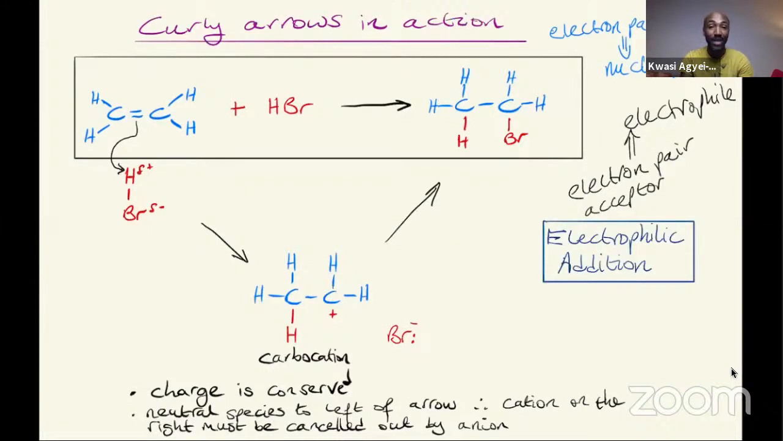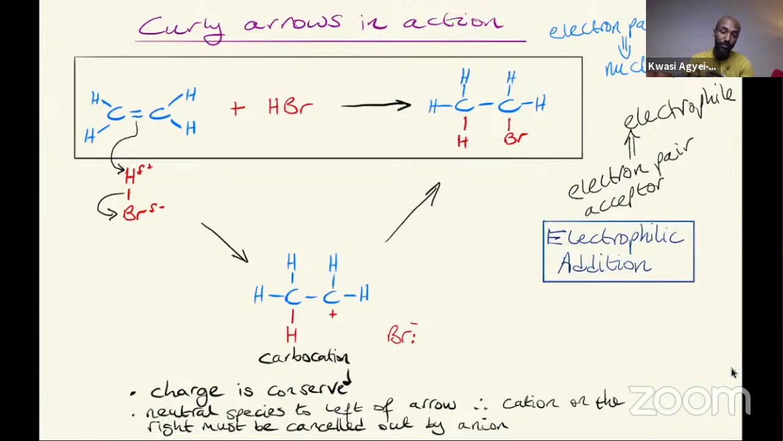The consequence of that attack on the hydrogen of your hydrogen bromide is that the HBr bond is going to break. Okay, so the HBr bond breaks, and again, you're showing the curly arrow starting from the middle of the HBr bond and ending up on the bromine atom.